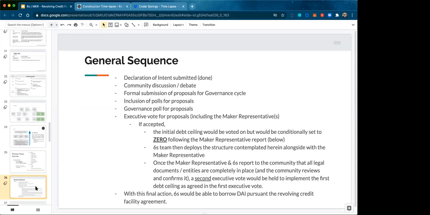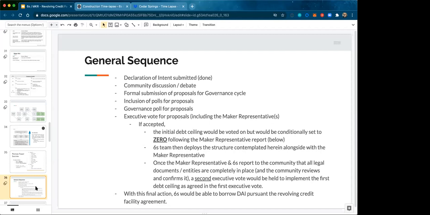We are going to go through an executive vote, in effect, to approve the term sheet, as Lucas had outlined, of our MIP 13. And if accepted, which would be great, we're going to conditionally set the debt ceiling to 0. So we're going to vote on an actual number, but the implemented debt ceiling would be 0. So up until the very last step, the community is going to take basically 0 risk.